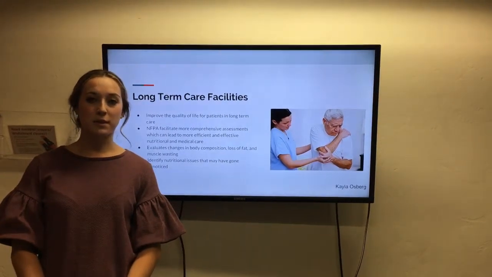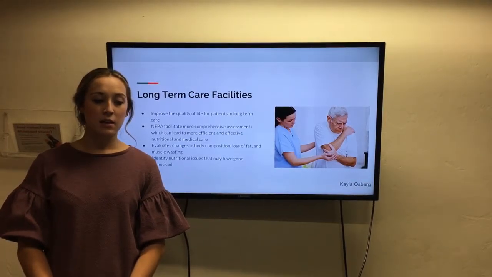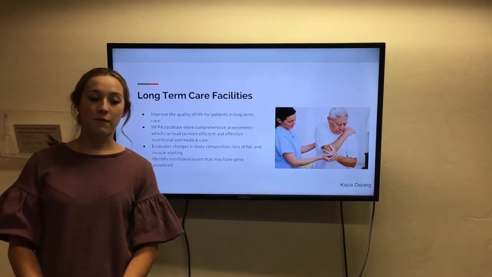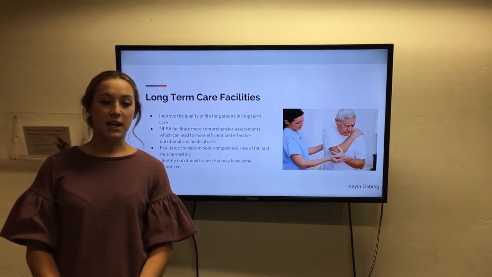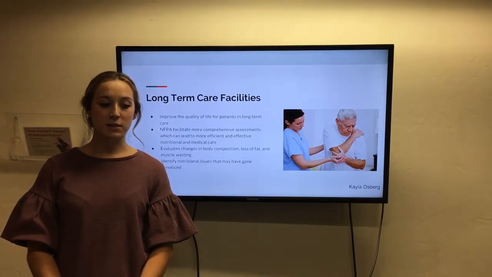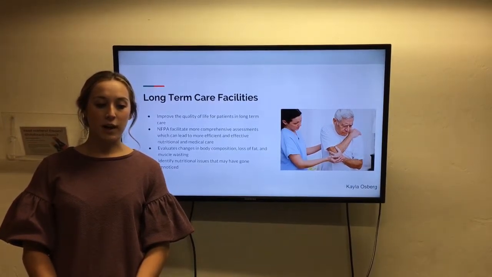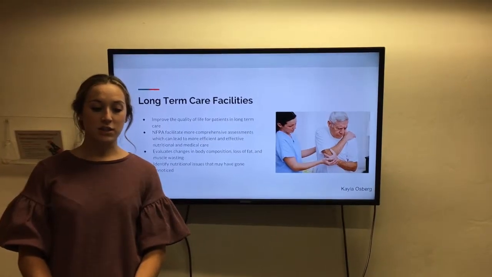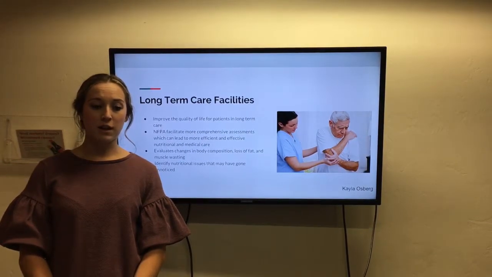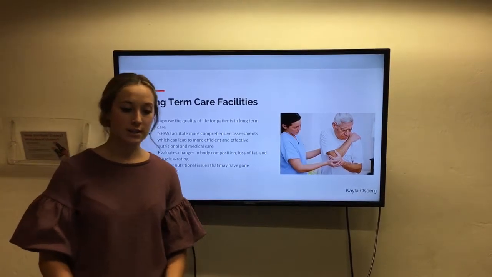Nutrition-focused physical exams are particularly important to be implemented in long-term health facilities. This will help to improve the quality of life for all the patients. NFPE allows dietitians to conduct a more comprehensive assessment, which can lead to a more efficient and effective nutritional care plan. If patients are there for a while, changes in their body composition due to loss of fat or muscle wasting should be noted and monitored every so often. This could identify more nutritional issues that would have otherwise gone unnoticed.